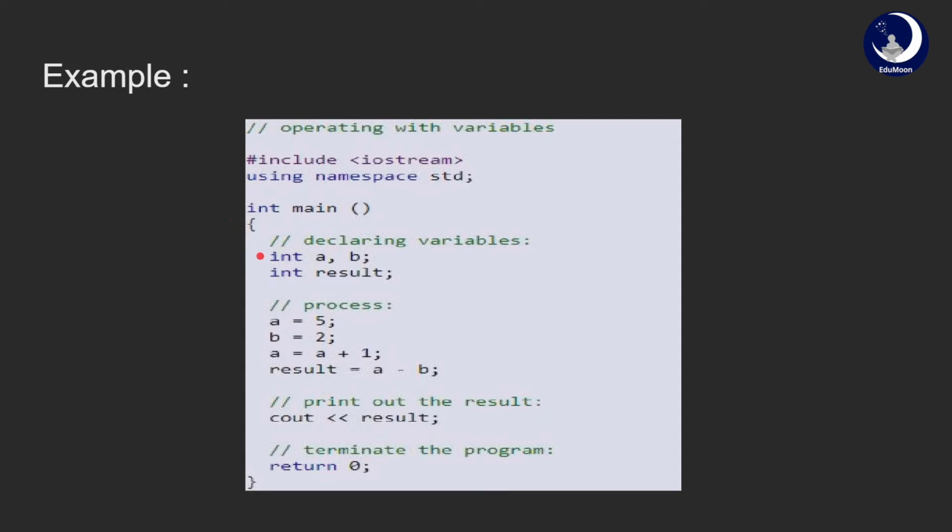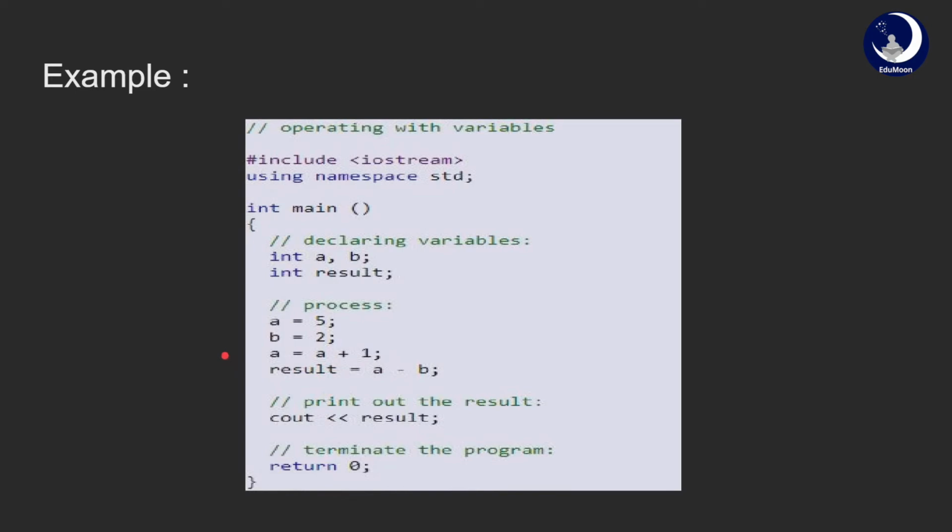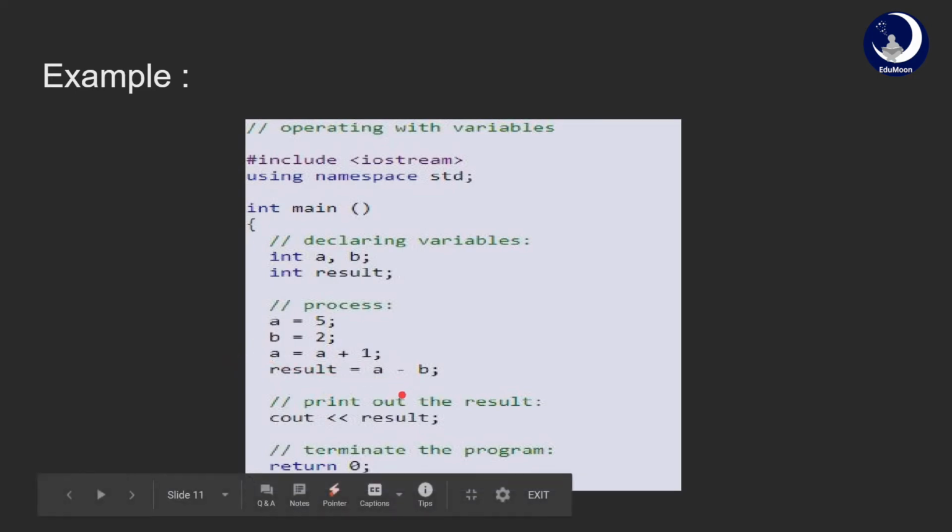Inside the int main we have two variables, int a and int b, and then we have another variable which is called int result. Now a will be having the value 5 and b will be having the value 2. Now a is incremented, that is a equals a plus 1. Here a will be 5 plus 1, 6. Now result is equal to a minus b. Here we know that a is 6 now and b is 2. So 6 minus 2 will be 4. Now cout. Cout actually prints out the value to the output screen. This prints out the value 4 to the screen.